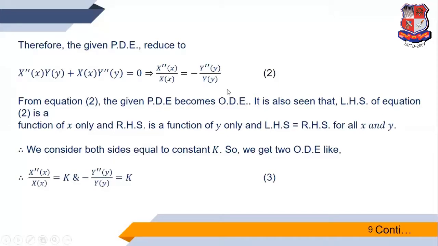It is also seen that the left hand side of the equation depends only on x, the right hand side depends only on y, and the left hand side is equal to the right hand side for all values of x and y. Then we consider both sides equal to a constant k. So we get two ODEs: X double dash upon X is equal to k, and minus Y double dash upon Y is equal to k.